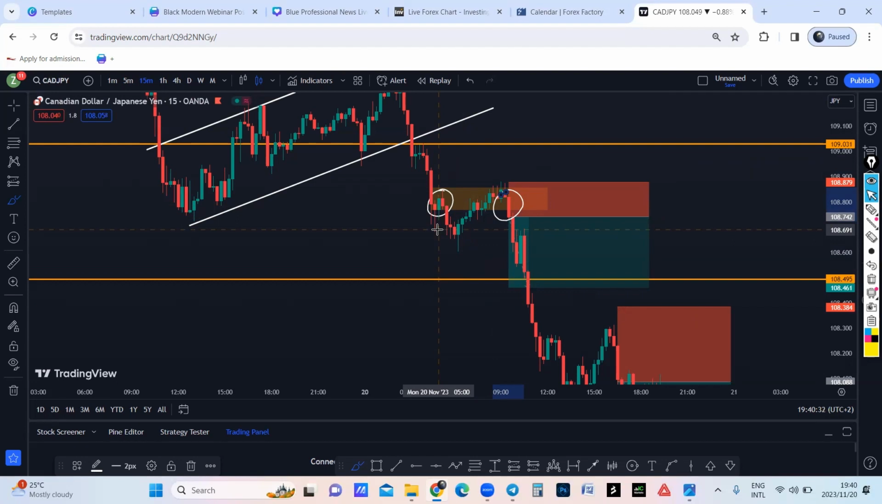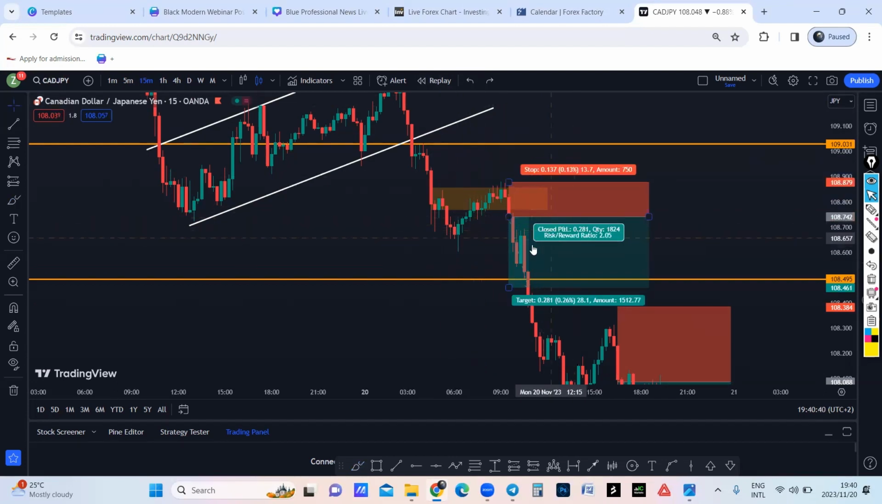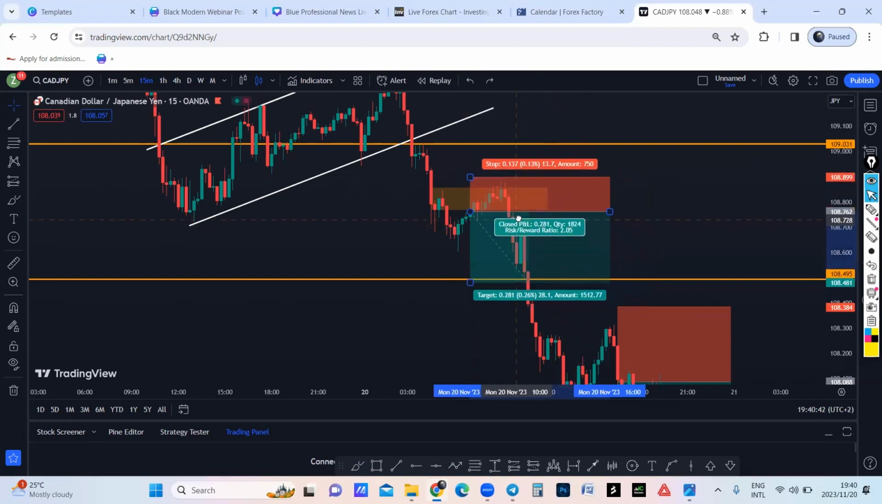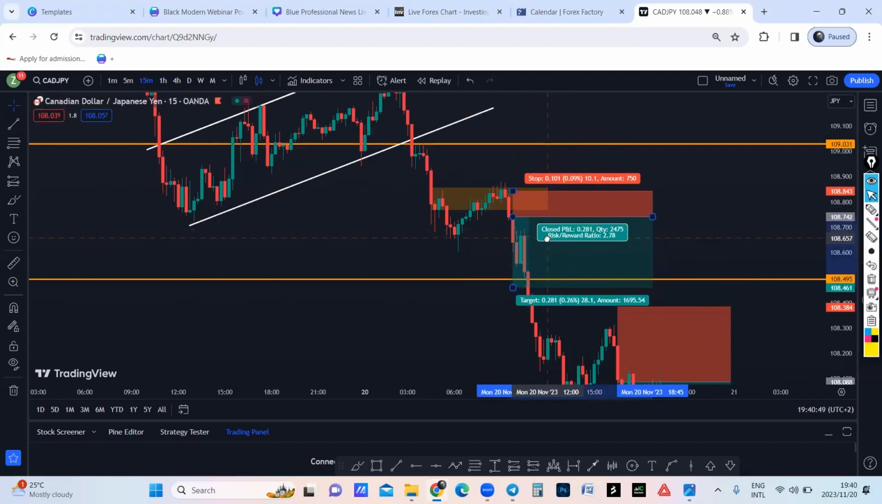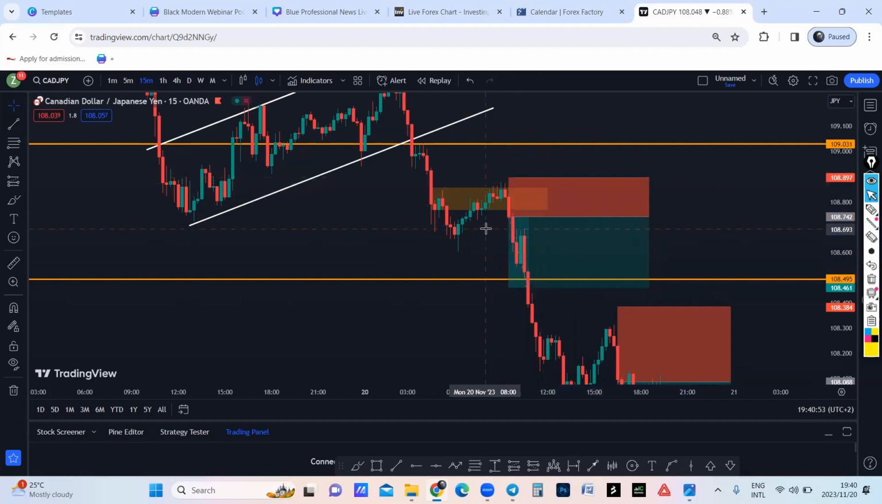I don't trade without an engulfing candle. I don't enter without an engulfing candle. Imagine if I took a trade here and then a stop loss here, I could have been taken out. But it's better to wait for an engulfing candle and then take your trade after the engulfing candle.